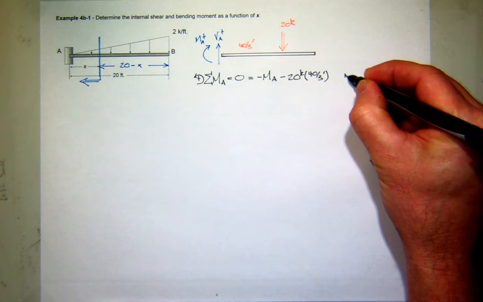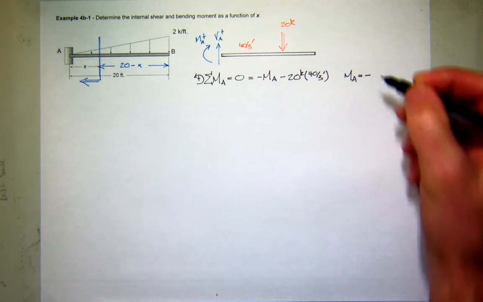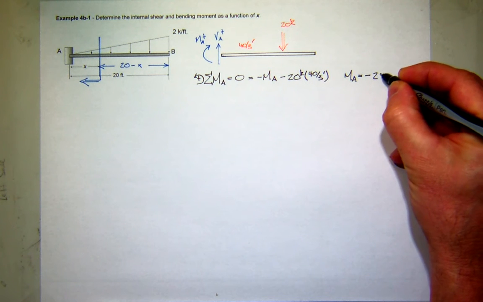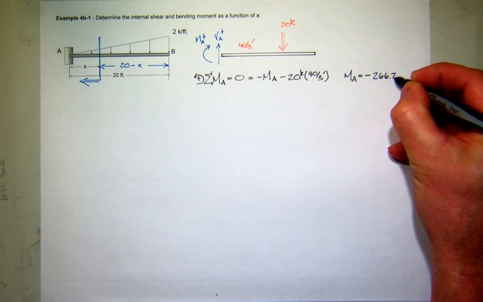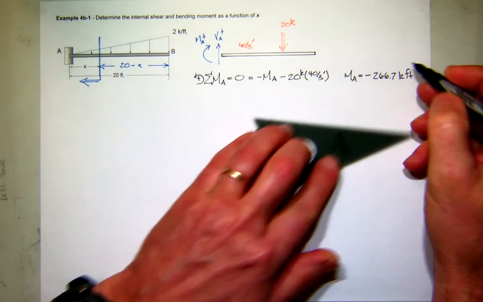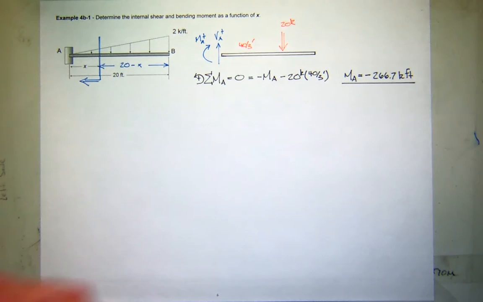So I should be able to solve for the moment at A. It's going to be negative, and whatever 800 divided by 3 is, 266.7, is that right? So 266.7, and that will be kip-feet. Now, does it make sense that the moment at A, the bending moment at A, is negative?